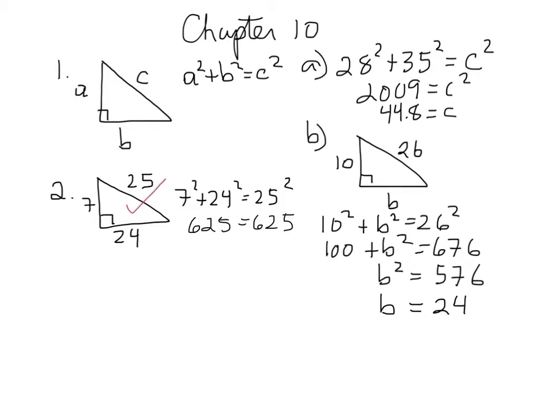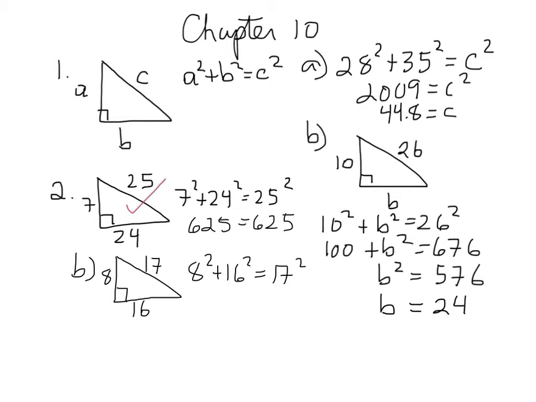triangle. Okay, B, they give us 8, 16, 17, so we set up the same scenario. The longest side is always the hypotenuse, so does 8 squared plus 16 squared equal 17 squared? And when you square them and add them together, square 17, you find out that they don't equal, so this one is not a right triangle.